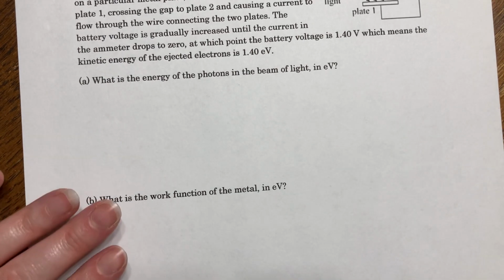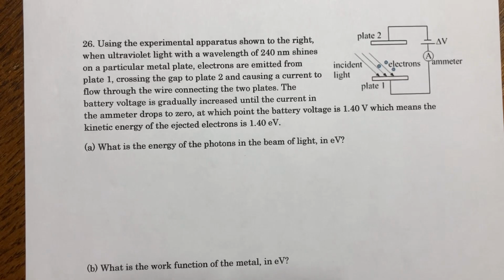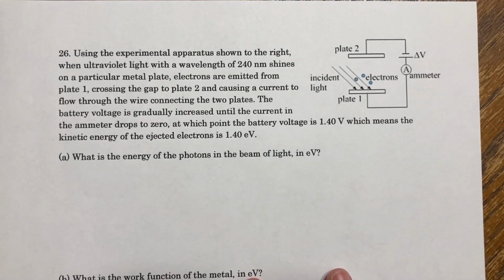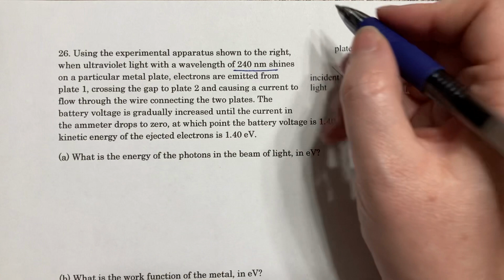Here's another one. So you get the information in a slightly different way this time. So let's look at it this way. This is just giving you kind of a summary of what this experiment is. It gives you a little drawing. So what we have here is we have a wavelength of 240 nanometers.